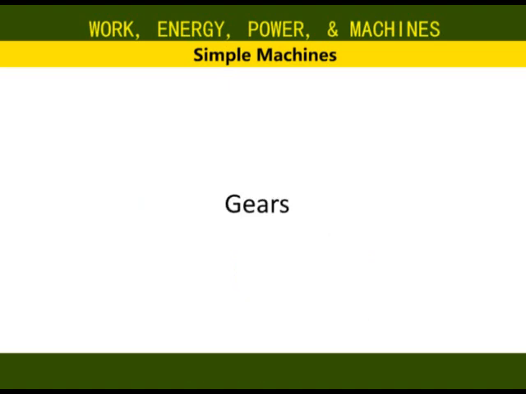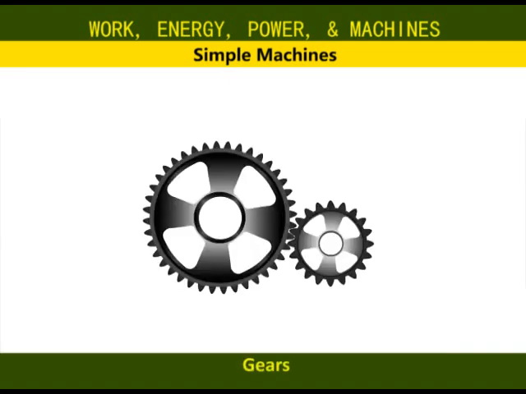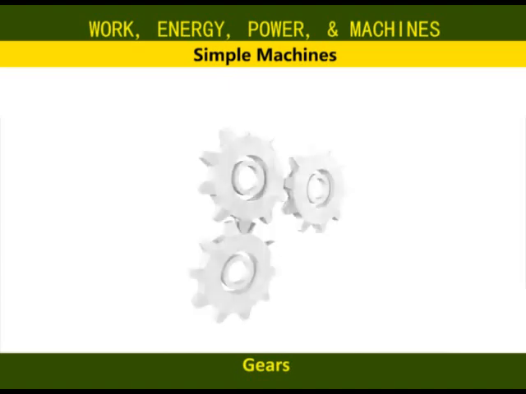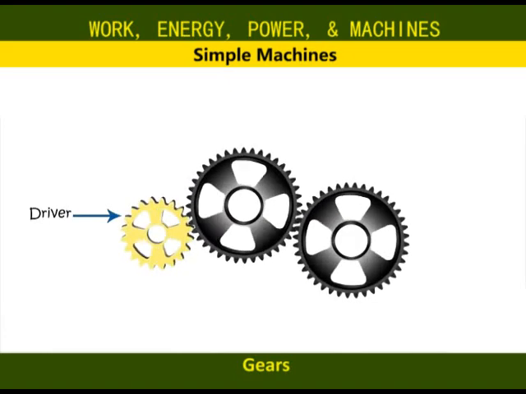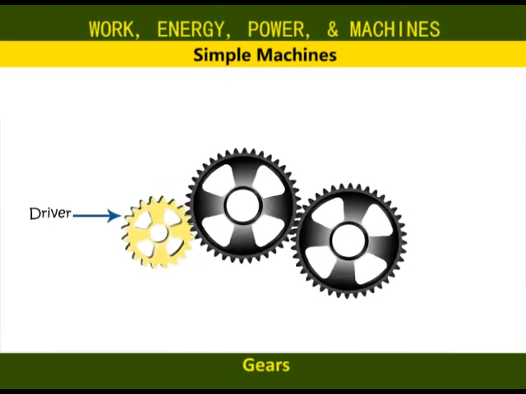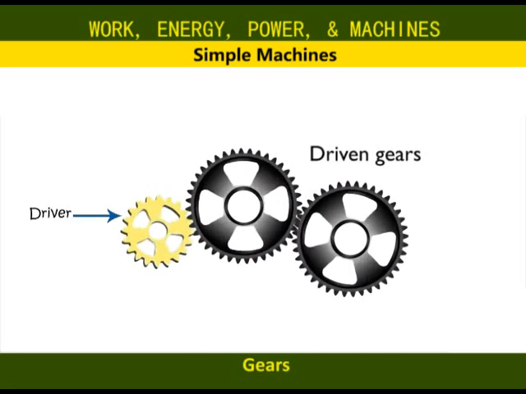Finally, gears. Gears are basically wheels with teeth, and they always work in pairs. The teeth of one gear interlock or engage with those of the other gear. Many gears joined together make a gear train. The driver is the first gear that starts the movement. The rest are called the driven gears.